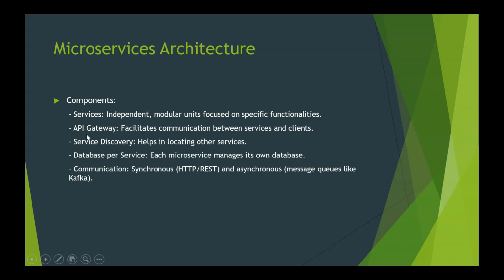The second one is the API gateway. This facilitates communication between services and clients. So the microservices will be able to communicate with the clients through the API gateway. Generally, the API gateway will be created and supplied by your cloud provider. As an example, you can take API Management in Azure.